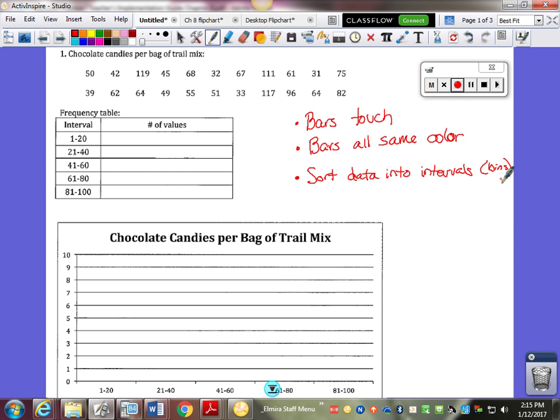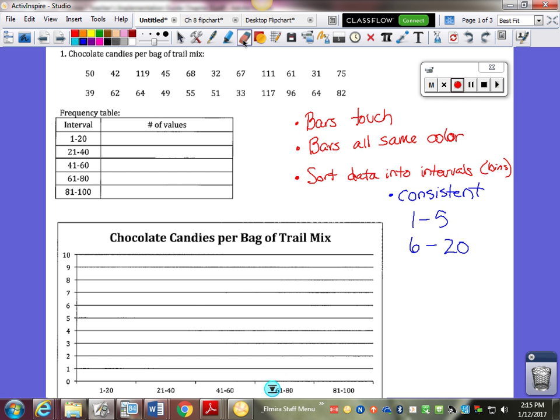Let's talk about the intervals for a second, because there's some important things to know with that. First of all, you have to be consistent, which means you can't have one interval that's 1 to 5 and another interval. Okay, so let me write this down. You cannot have an interval from 1 to 5 and the next one be 6 to 20. They're not consistent. This only has 1 to 5 in it. This has 15 values in it. You can't do that.